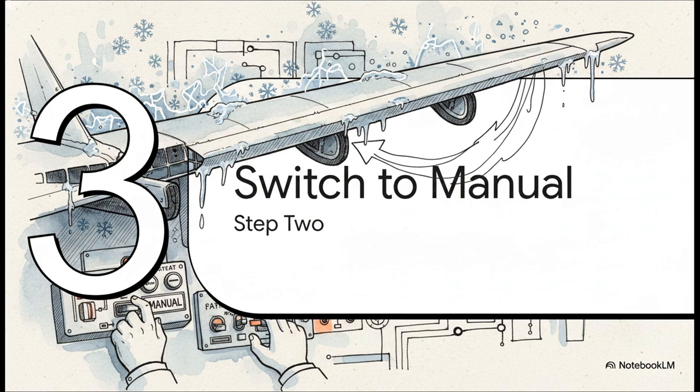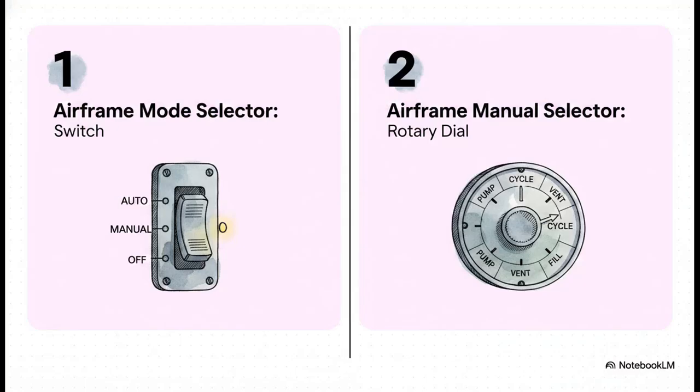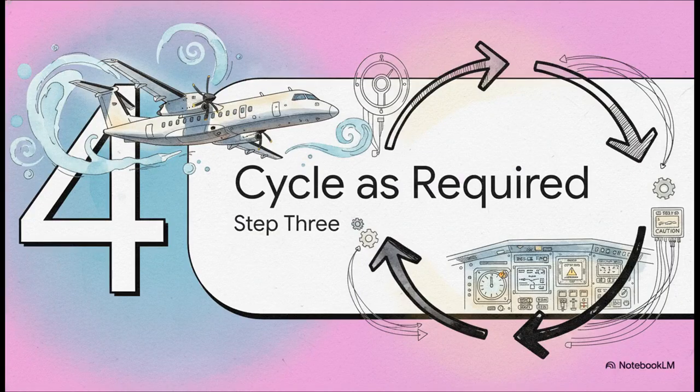Step 2. Switch to manual. Okay, so if the sequencing is incorrect, the text dictates our next moves. First, airframe mode selector, manual. Next, airframe manual selector, cycle as required. Now notice the stark difference here between the mode selector and the manual selector. In an emergency, it's incredibly easy for the brain to blur these two together. You absolutely must ensure you never confuse the mode selector with the manual selector. So first, you change the mode to manual, only then do you interact with the manual selector itself. Make sense, right?